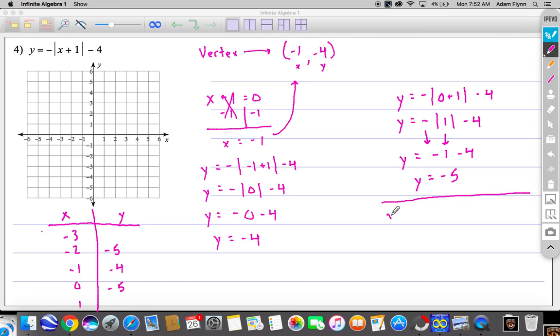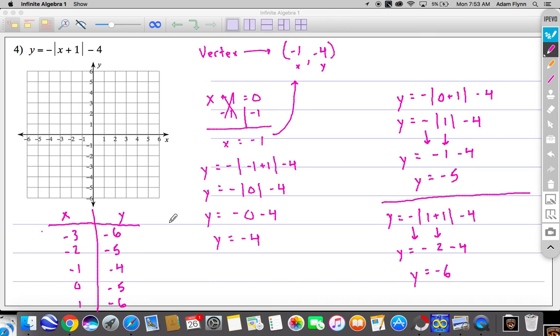Okay, so now I'll plug in 1. So I have y equals negative absolute value of 1 plus 1 minus 4. 1 plus 1 is going to be 2. But I also have to drop down the negative sign. Negative 2 minus 4 is negative 6, so we get y equals negative 6. So when I plug in 1, I got negative 6, which means when I plug in negative 3, I'll also get negative 6. And if you want to try that out, by all means, go right ahead.